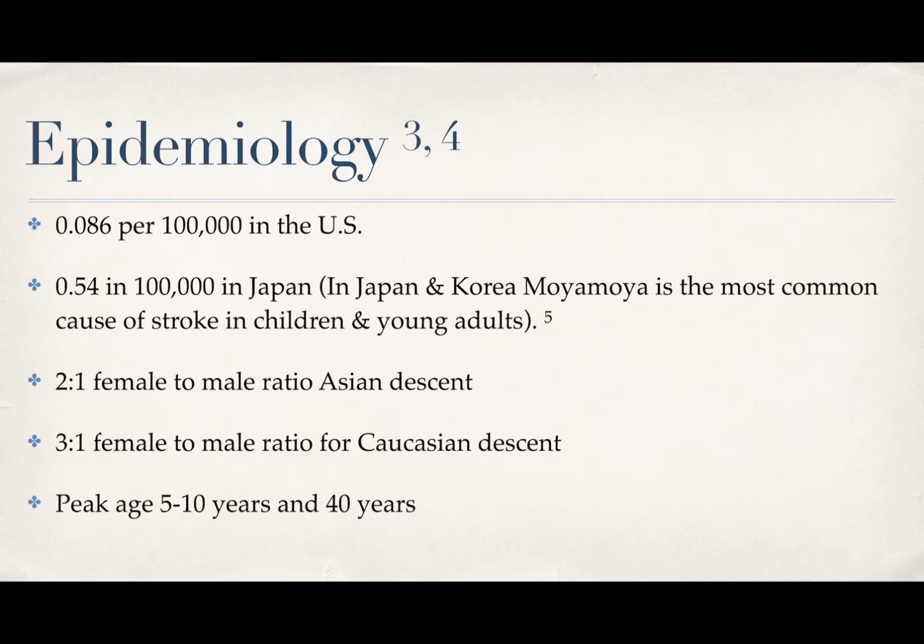Now, the main takeaway from this slide is that Moyamoya more predominantly occurs in Japan and Korea. Sadly, this is actually the leading cause of stroke in children and young adults in this area. There also tends to be a 2-to-1 female to male ratio for those of Asian descent, and for those of Caucasian descent, it's actually a little bit higher at 3-to-1. And as I mentioned earlier, the peak age is from 5 to 10 years of age, and then again at 40 years of age, you tend to see a spike in those that are diagnosed.